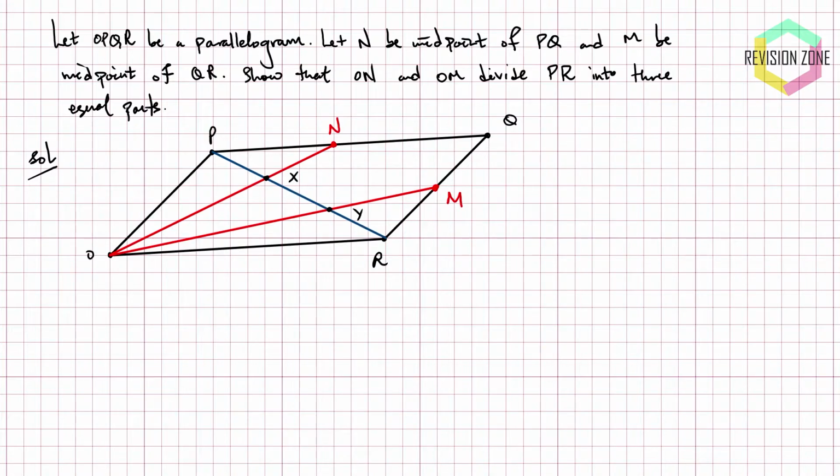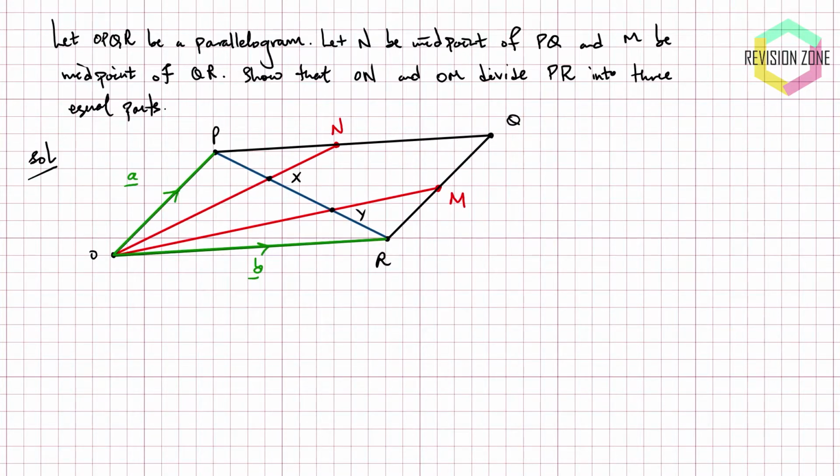And what we have to show is that PX is going to be the same distance as XY, which is going to be the same distance as Y to R. Okay, so that's the task. So what's our strategy? Well, first of all, we need to get rid of the fact that these are equal. We need to show that.